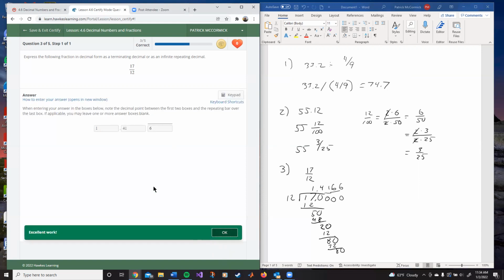So notice how we had to do that, right? I put the 0.41 in that box and then the repeating decimal in the last box underneath the bar. So it's a little bit tricky.